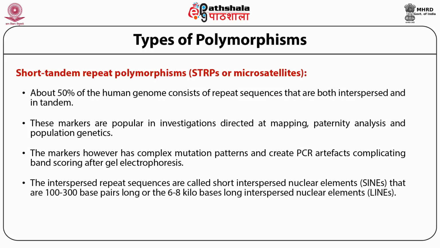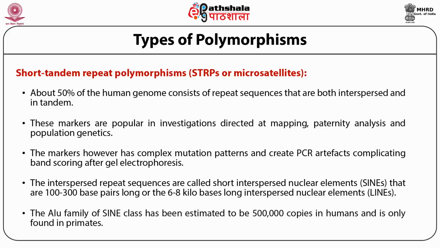Interspersed repeat sequences are called short interspersed nuclear elements, that is SINEs, which are 100 to 300 base pairs long, or long interspersed nuclear elements, that is LINEs, pronounced as lines, which are 6 to 8 kilobases long. While the satellite markers have been at the forefront of family and forensic studies, the SINEs have been widely used in studying human genome diversity.